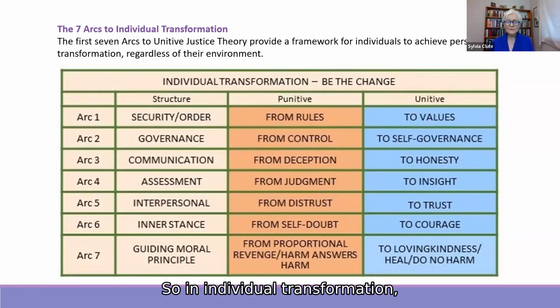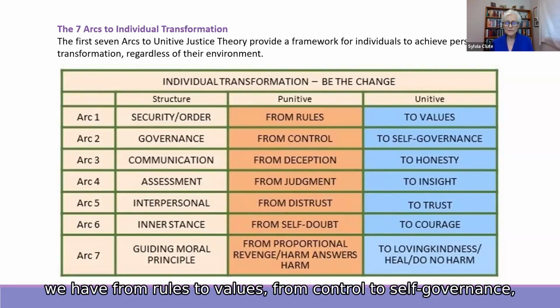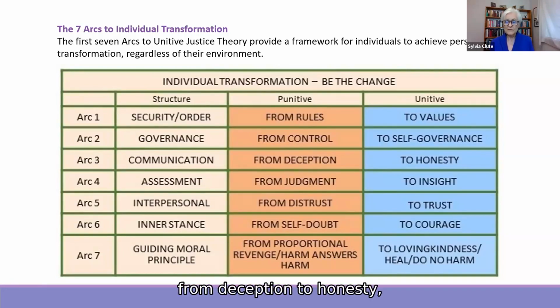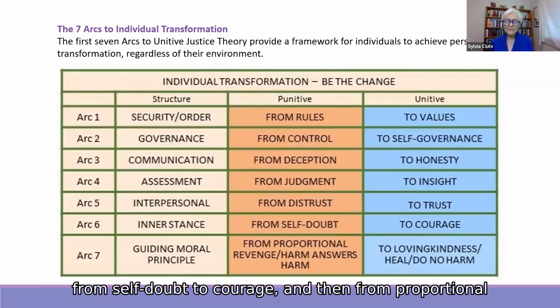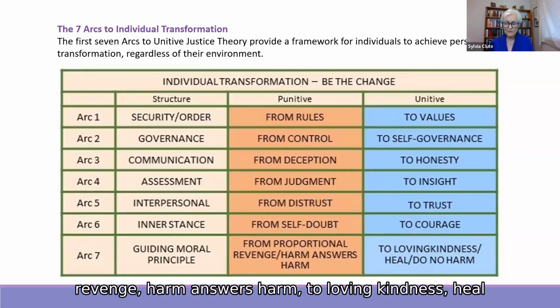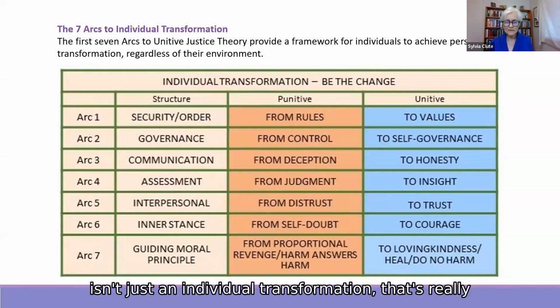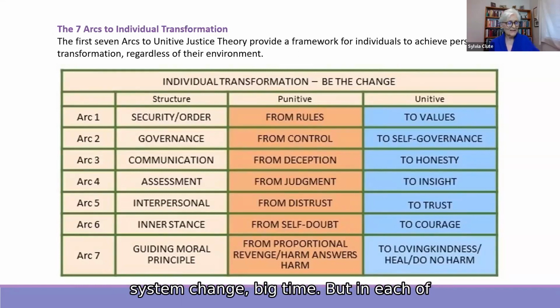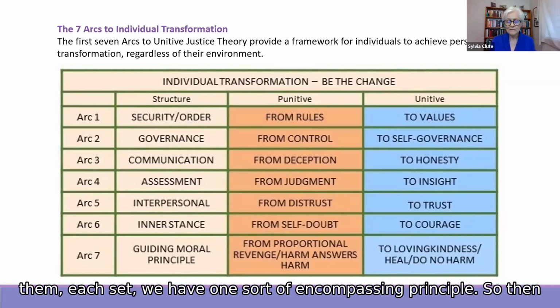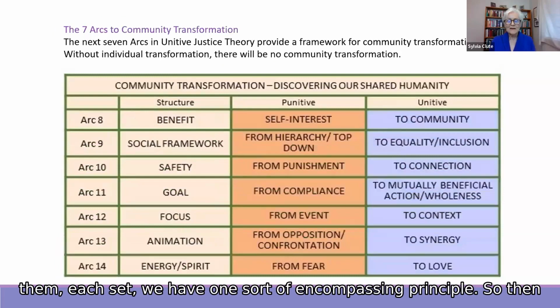So in individual transformation, we have from rules to values, from control to self-governance, from deception to honesty, from judgment to insight, distrust to trust, from self-doubt to courage, and then from proportional revenge, harm answers harm, to loving kindness, heal and do no harm. Of course, that last one isn't just an individual transformation. That's really system change, big time. But in each set, we have one sort of encompassing principle.